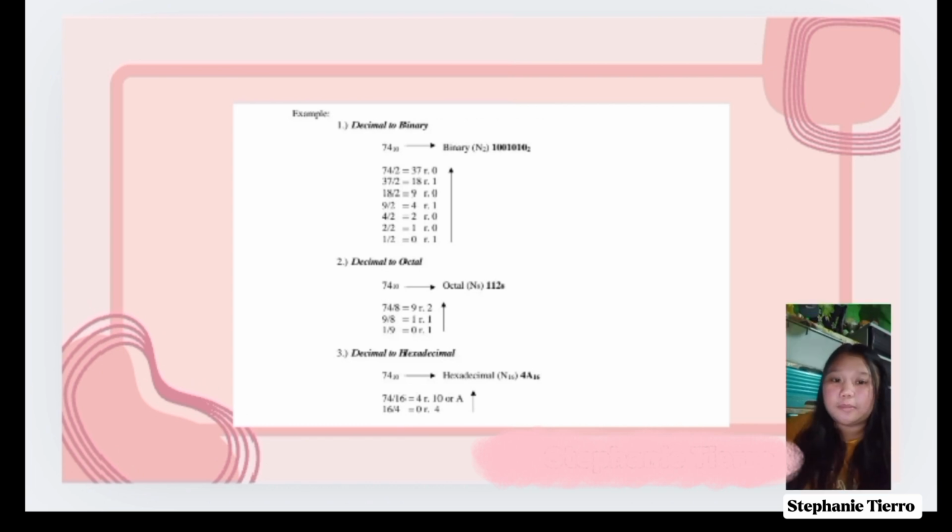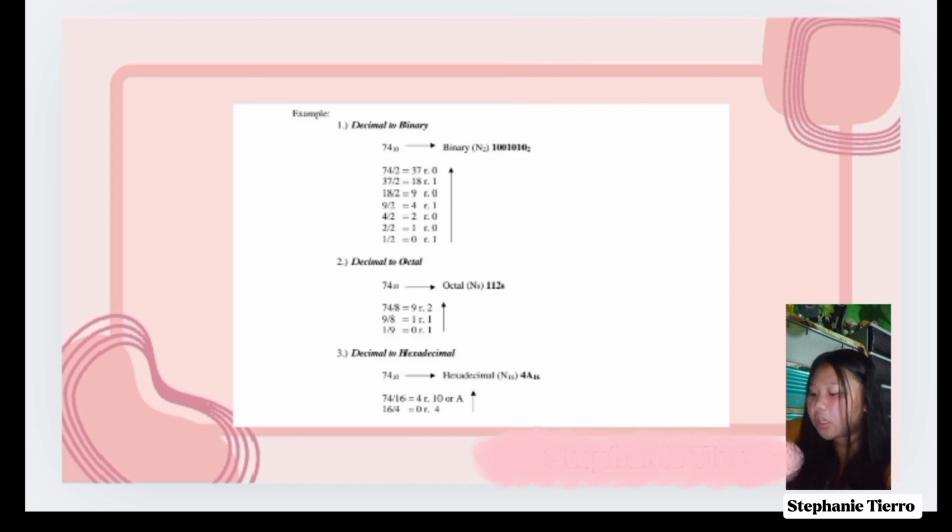This is the decimal to octal. Same procedure lang. And yung 74 din is yun yung decimal number niya. 74 divided by 8 is equal to 9.25. So, yun yung makukuha natin. Paano nakuha yung remainder 2?